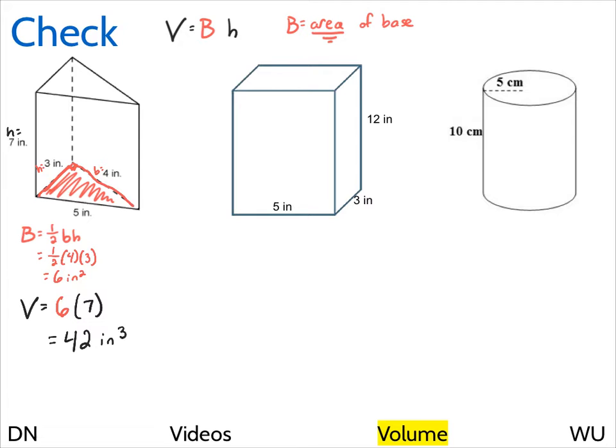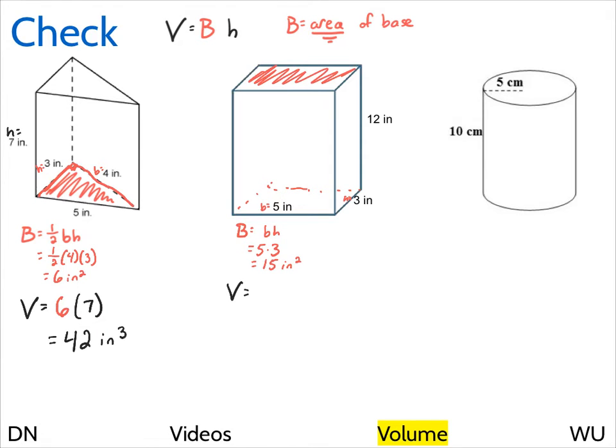Okay, now for the rectangular prism here, the base is a rectangle on the top, and if you want to pretend it's back here somewhere on the bottom. So the area of the base for that is just regular base times height, where the base is 5, the height is 3, and that just equals 5 times 3, which is 15 square inches.